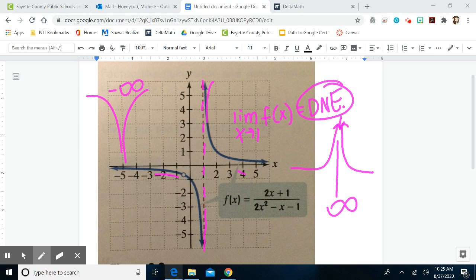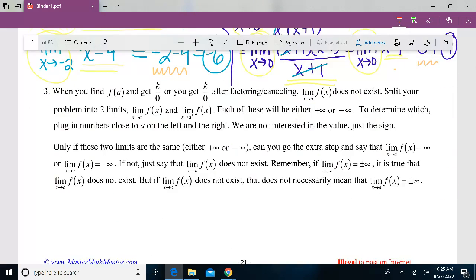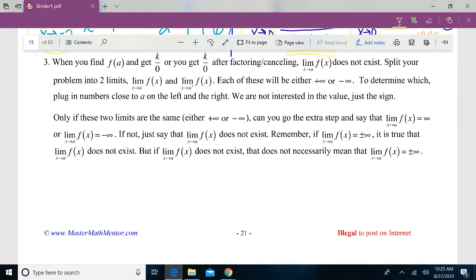So if we look at our notes, that is scenario 3. And this happens if I try to substitute in, so when I find an f of a, if I try direct substitution, but I get k over 0, which means a number over 0. Or I still get k over 0 after factoring and canceling. Then the limit doesn't exist.